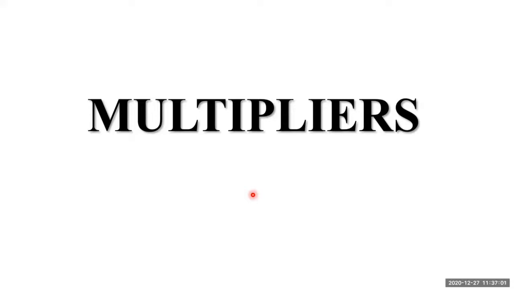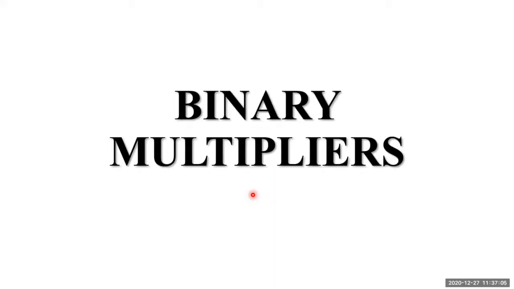So now let us see what a multiplier is and the different kinds of multipliers. The first one, binary multipliers. Here I'll first explain the binary multiplier with respect to 2 bits, and later I'll go for the 4-bit multiplication. First we'll study the binary multiplier with 2 bits.